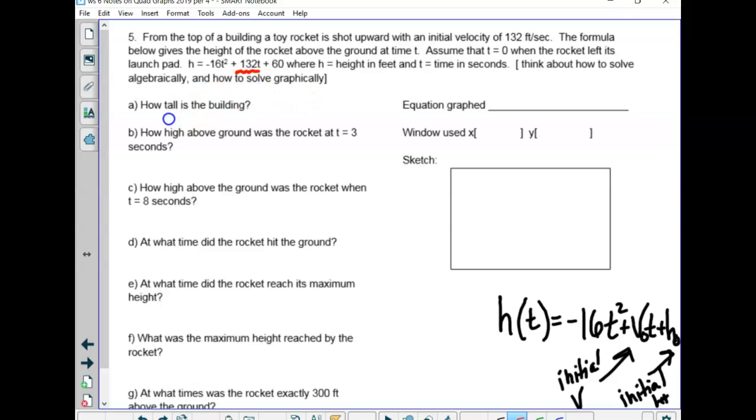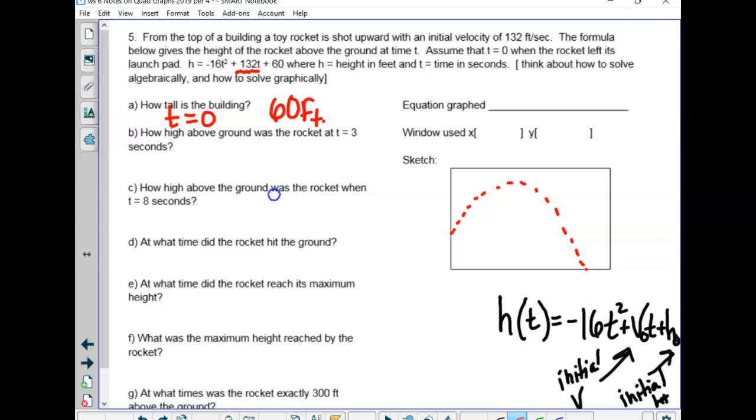Okay? How tall is the building? Can anybody tell me how we could find that? Put a 0 in for what? Yes, if we put a t equals 0 in, negative 16 times 0 squared plus 132 times 0 means the building is how tall? 60 feet. So when we go to sketch this, it's going to start at 60 feet, and it's going to go up and come down.